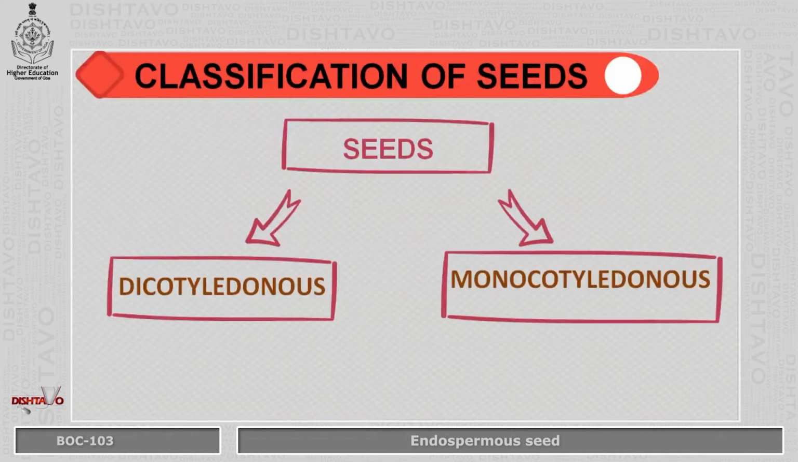My dear students, when we classify seeds, they can be divided into two: dicotyledonous seeds and monocotyledonous seeds. Again, this dicotyledonous seed is divided into endospermous and non-endospermous. Similarly, the monocotyledonous seeds are again divided into endospermous and non-endospermous seed. We are going to focus only on the endospermous dicot and endospermous monocot seeds.